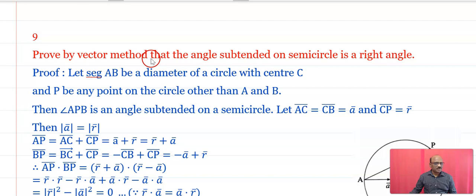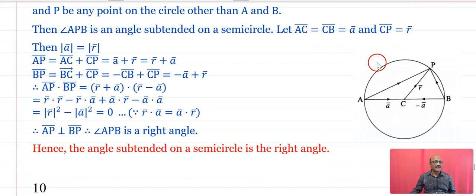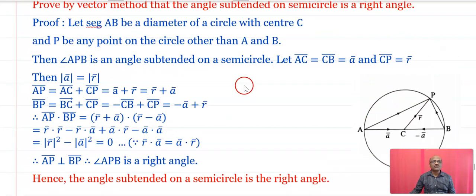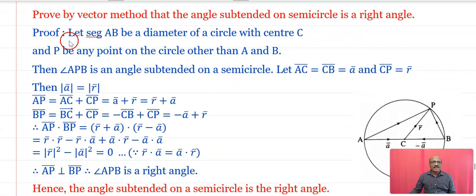Prove by vector method the angle subtended on a semicircle is a right angle. That is, the measure of angle APB is equal to 90 degrees. Let segment AB be a diameter of a circle. AB is the diameter of a circle with center C, and P be any point on the circle other than A and B. Then angle APB is subtended on a semicircle.